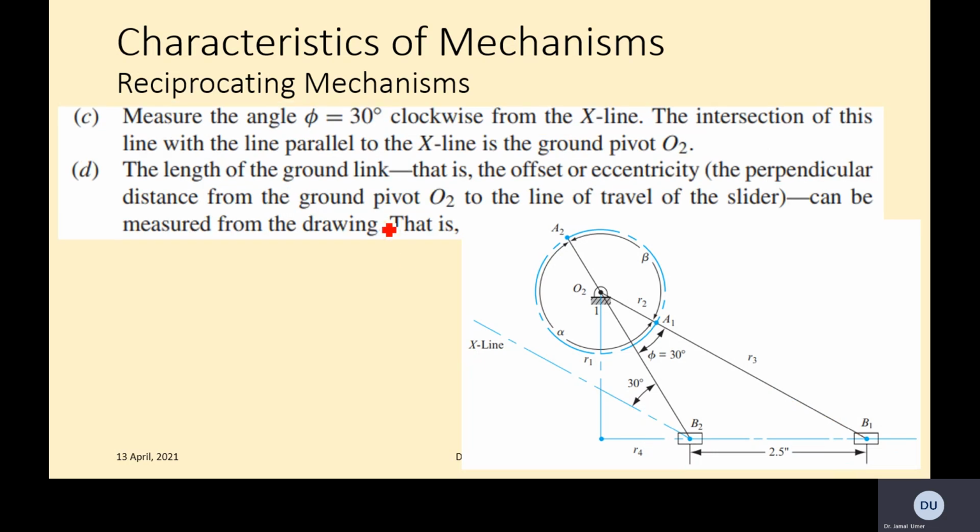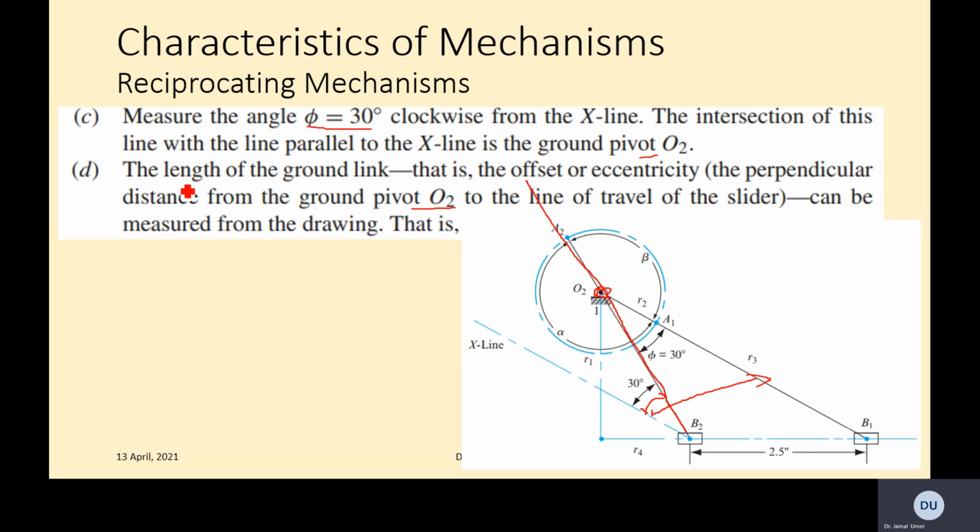All right, the next step is to measure the angle phi clockwise from X line. It doesn't matter wherever you have the line, you draw a 30 degree angle here, clockwise from the X line. The intersection of this line with the line parallel to X line is the ground pivot. So you have this 30 degree angle, you draw a straight line going up like that, and wherever it intersects the line parallel to X line, that will be the origin. This is the ground pivot.